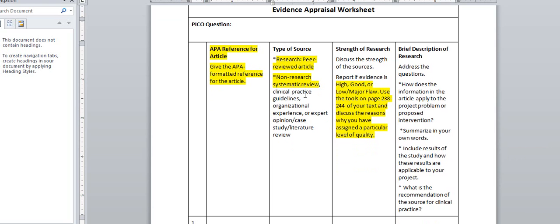Is it a clinical practice guideline, such as the American Heart Association Clinical Practice Guideline for Congestive Heart Failure, or the ADA Clinical Practice Guideline for Diabetes for 2014, etc.